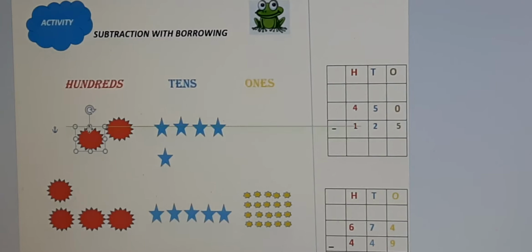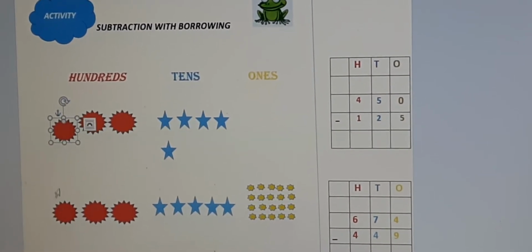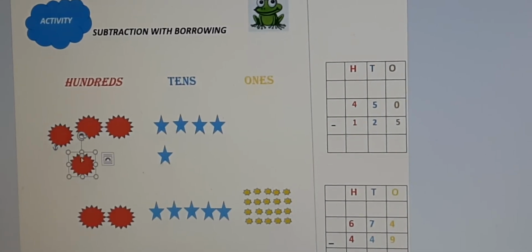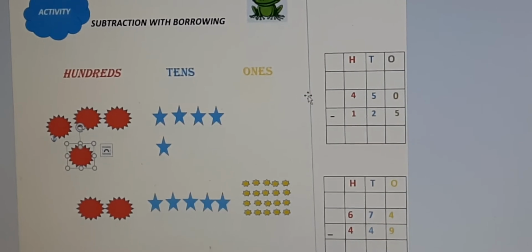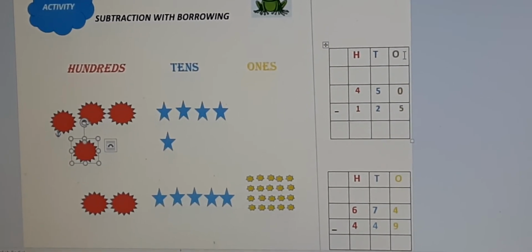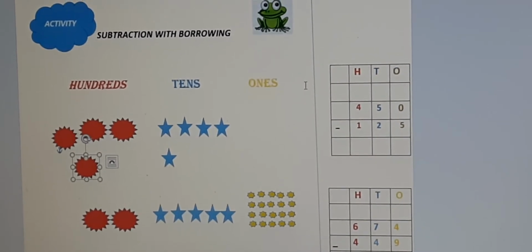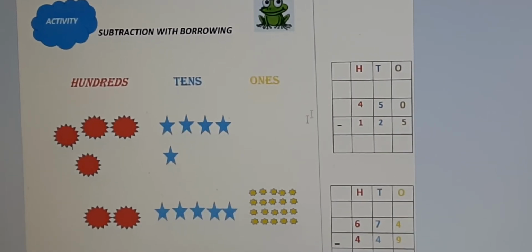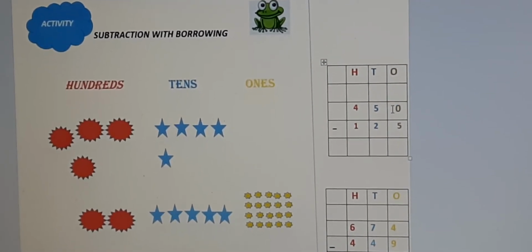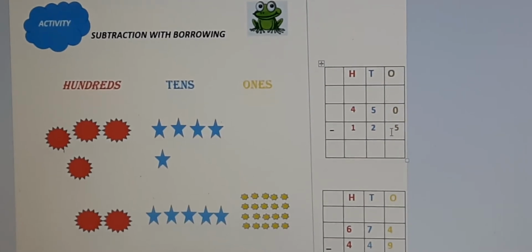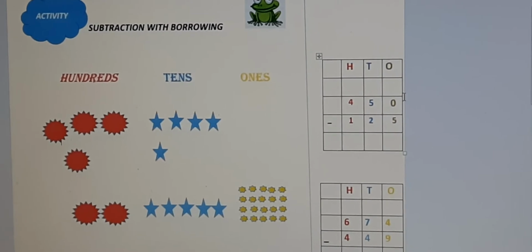100, 200, 300 and 400. Now let's solve Froggy's problem. So Froggy has to begin from the right side because subtraction always begins from the right side. Which means first we will have to solve the 0 value. Here we are having 0 under the minuend and 5 under the subtrahend. Here we'll have to subtract 5 from 0.